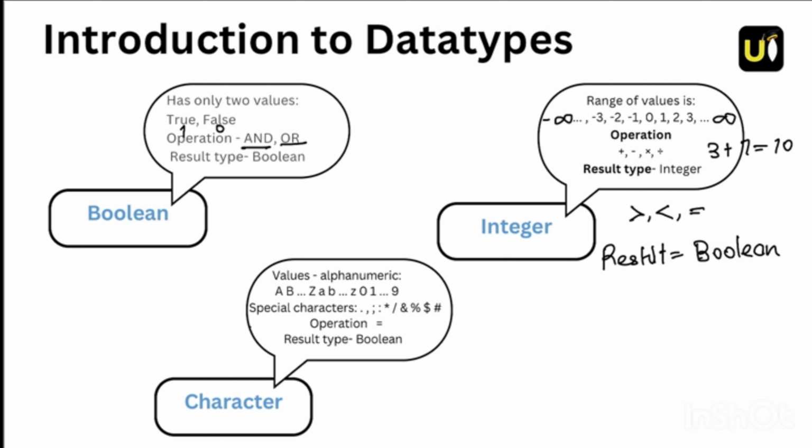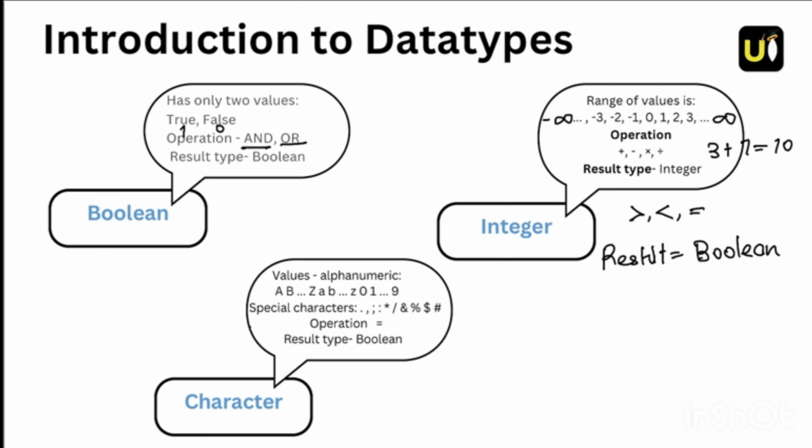Similarly, for equal to, the same statement can be changed to the marks of student A is equal to the marks of student B. Even in that case, the statement can either be true or false. So yeah, the result type is again Boolean.